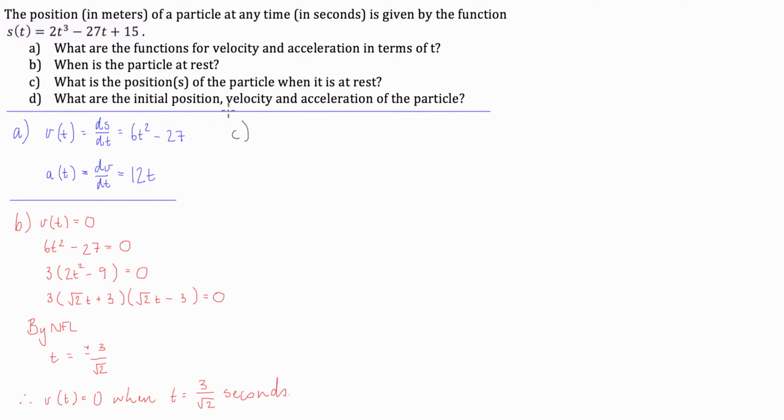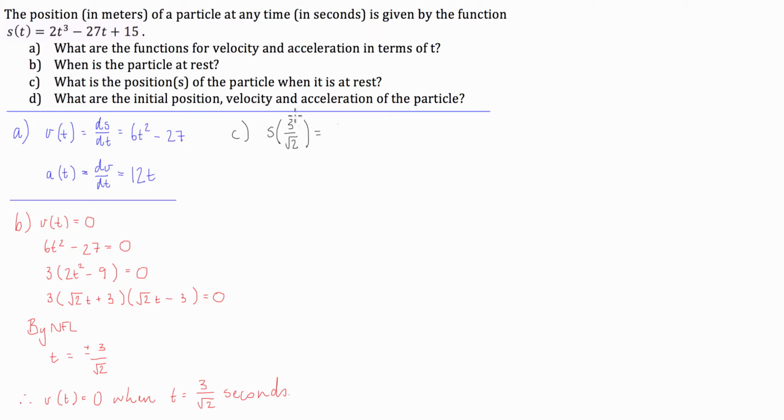C. What is the position or positions of the particle when it is at rest? Okay, so the position of this particle is determined using the function s in terms of t. We know there's only one time that it's at rest, which is at this particular time. So what we're going to do is determine what s of 3 over square root 2 is.